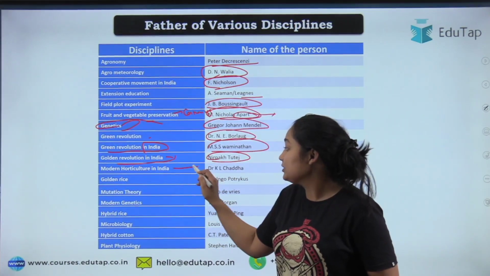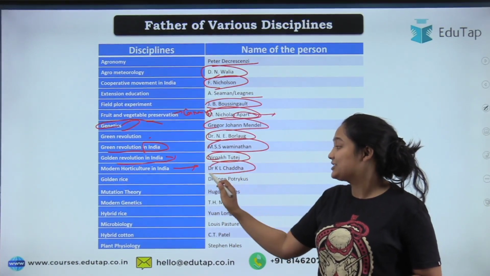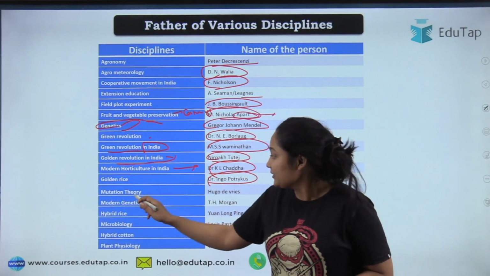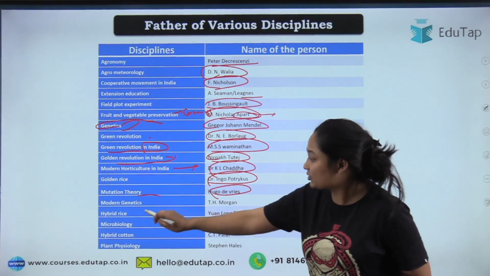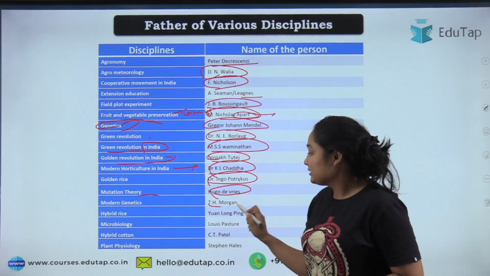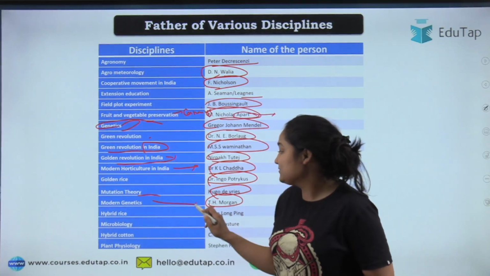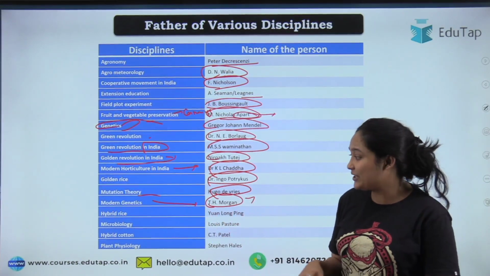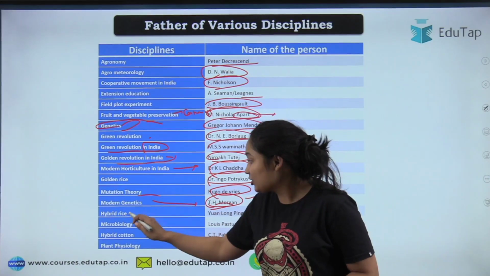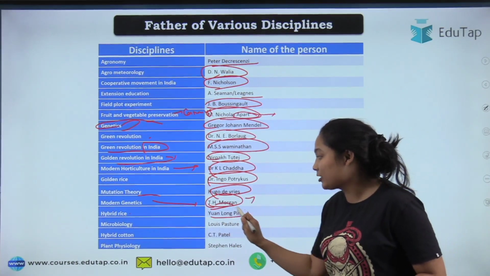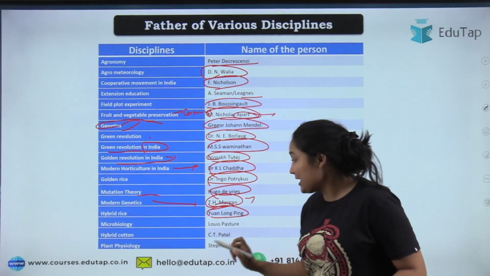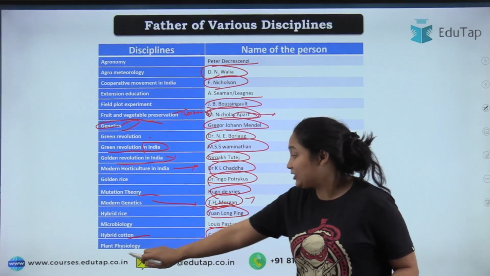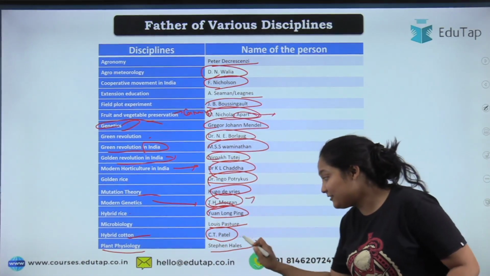Now talking about modern horticulture in India, that is K.L. Chadda. Golden rice is Dr. Ingo Potrykus. Mutation theory is Hugo de Vries. Modern genetics is T.H. Morgan, and it deals with modern genetic technologies such as fingerprinting and hybridization. Hybrid rice is Yuan Longping. Microbiology is Louis Pasteur. Hybrid cotton is C.T. Patel, and plant physiology is Stephen Hales.